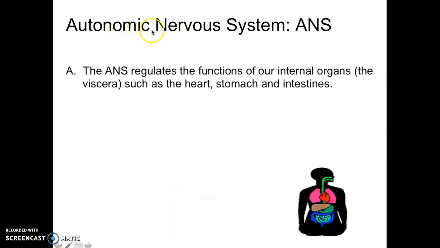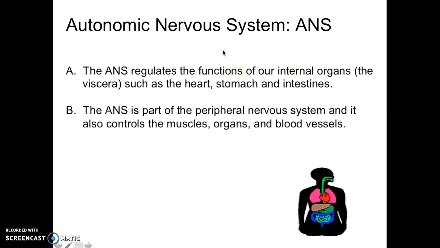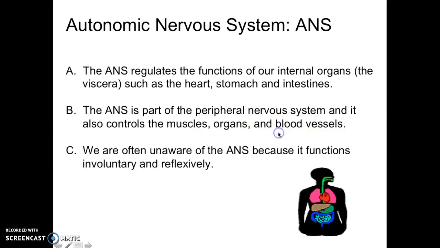The abbreviation for autonomic nervous system is ANS. So if you ever see ANS, that just means the autonomic nervous system. We're talking about involuntary responses to control your internal organs. It's part of your peripheral nervous system, and it also controls, when I say muscle, I mean smooth muscle, organs, and blood vessels. We are often unaware that this is occurring because it functions involuntarily, and there's a lot of reflexes.